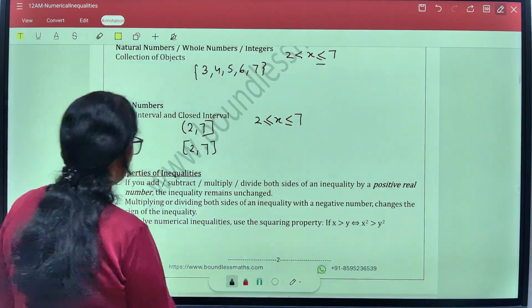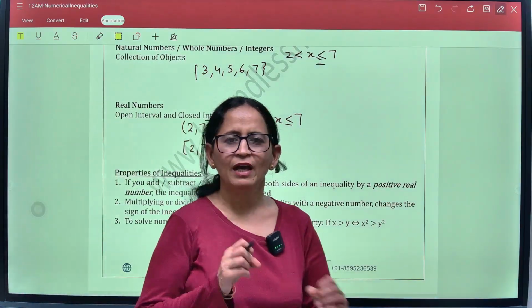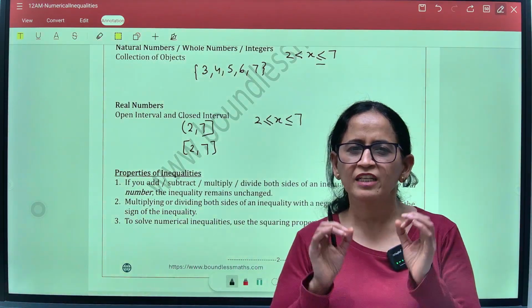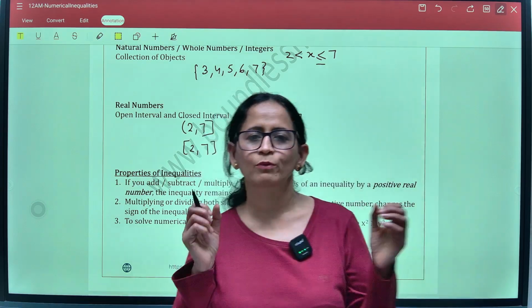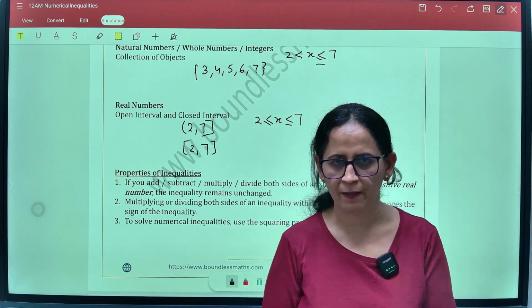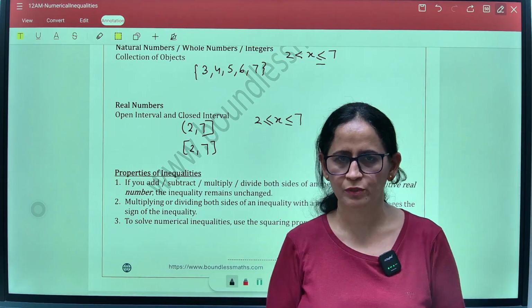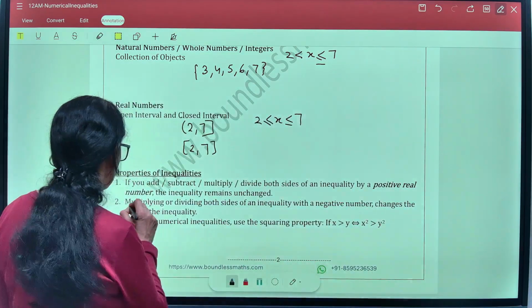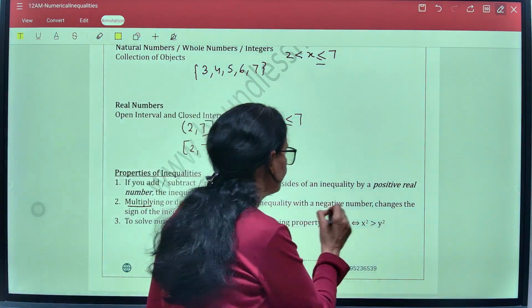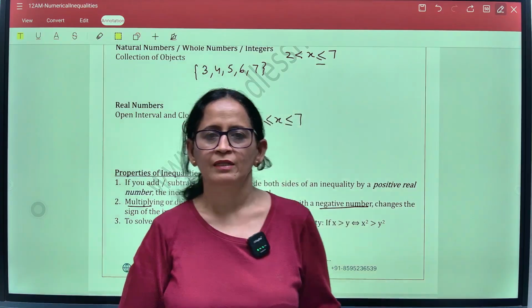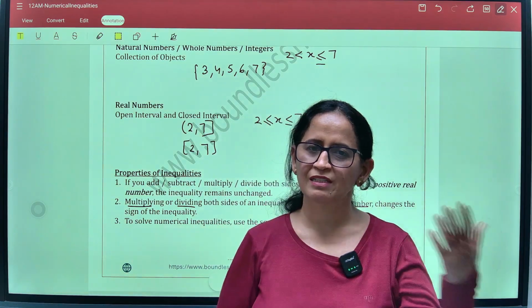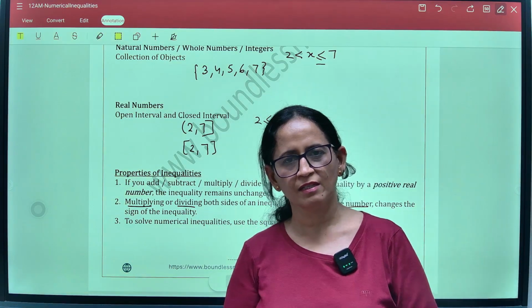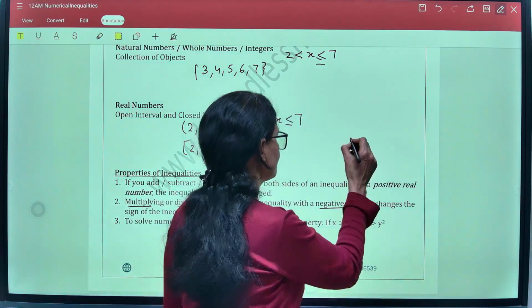So now let's come to properties of inequalities. If we add, subtract, multiply or divide any positive real number to both sides of the inequality, it remains the same. Same with algebraic equations. But if you multiply or divide by a negative number, then the sign flips. If it is greater than, it becomes less than. If it is less than, it becomes greater than. So let's understand this by a small example.